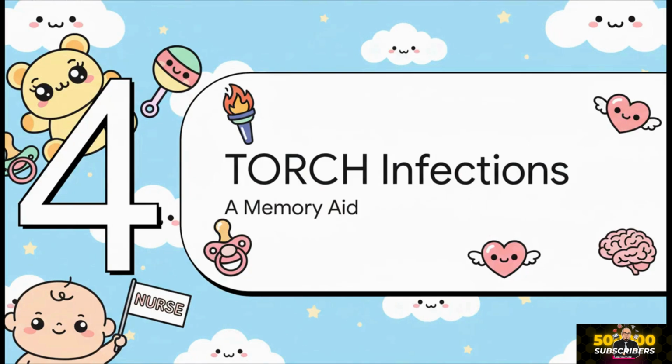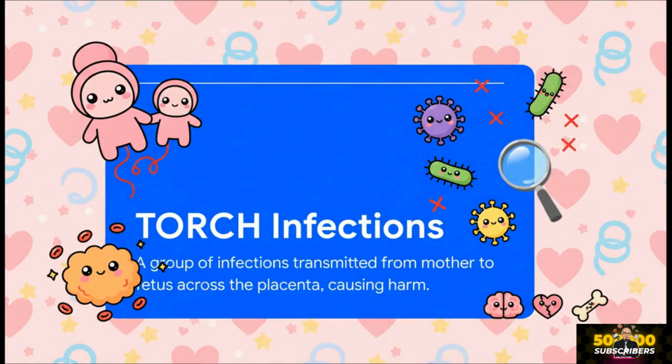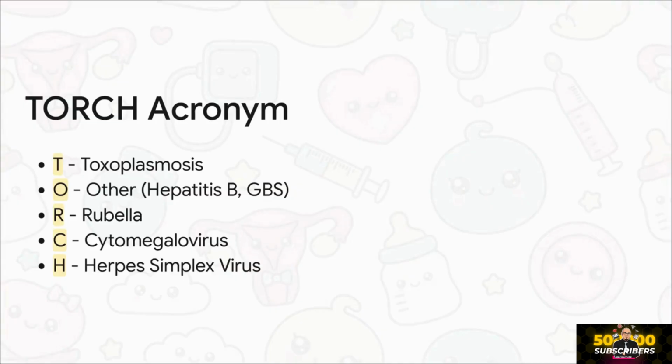All right, let's move on to perinatal infections. Now, there are a lot of them to remember, but lucky for us, we have one of the absolute best mnemonics in all of nursing to help us out. TORCH. So what is this TORCH thing? Well, it's basically a group of infections that are famous, or maybe I should say infamous, because they can pass from the mother to the fetus right across the placenta, and that can cause some really devastating birth defects. Let's break it down really quick.